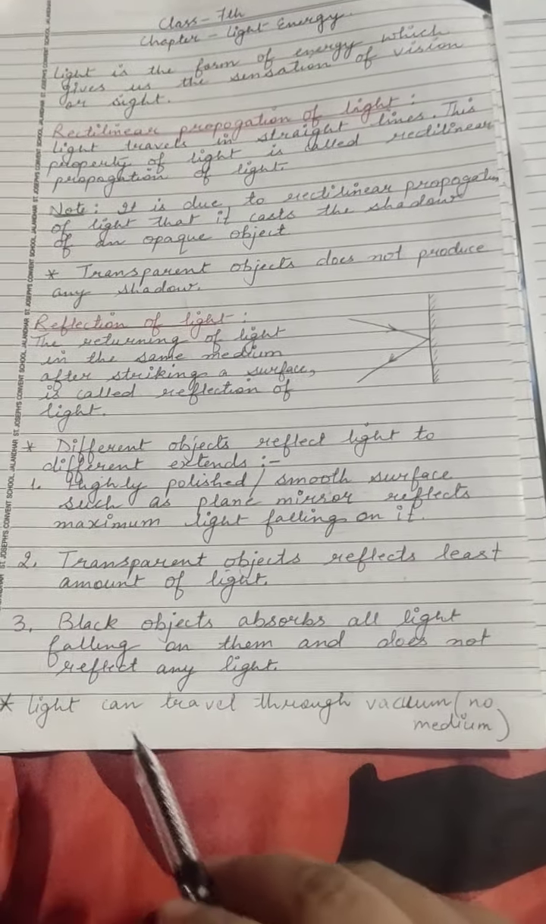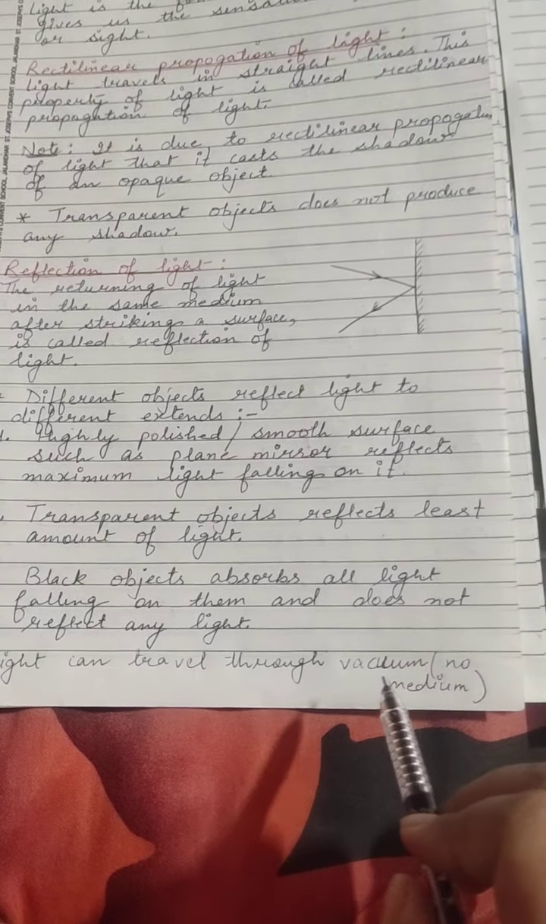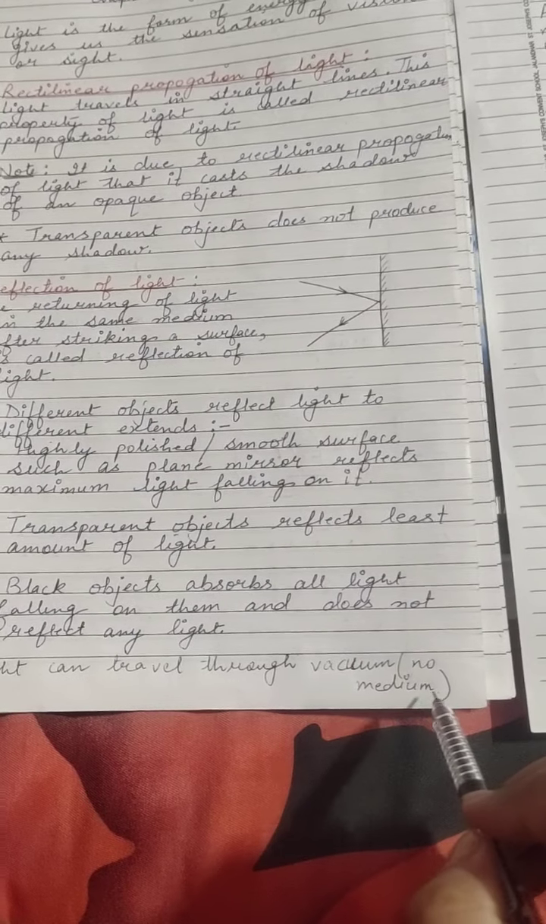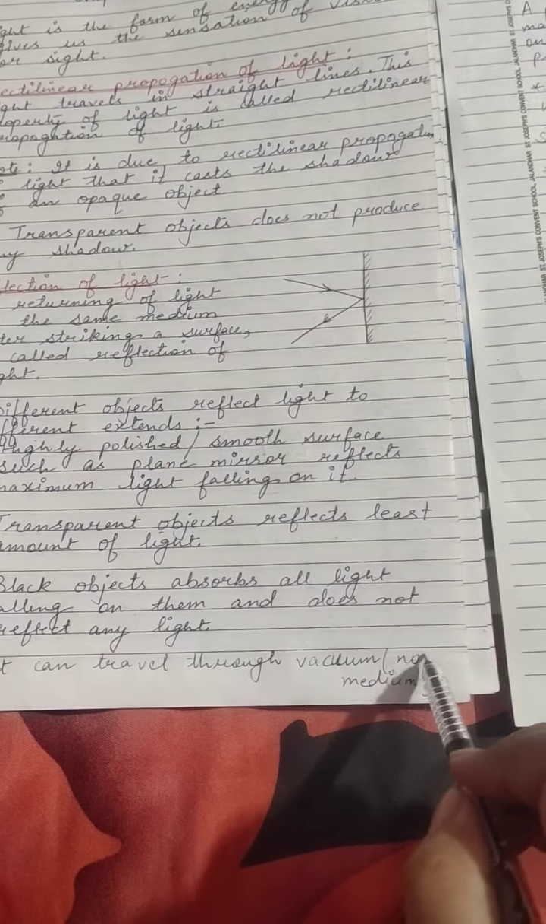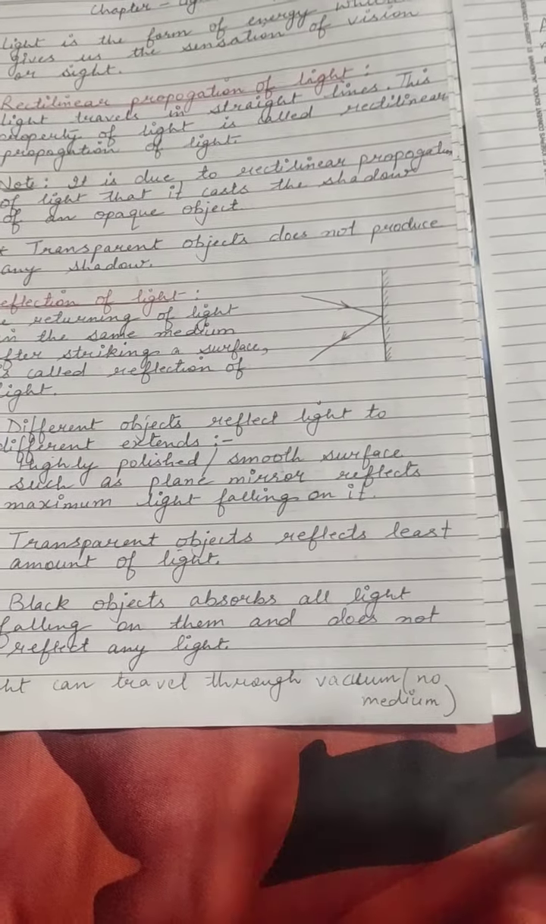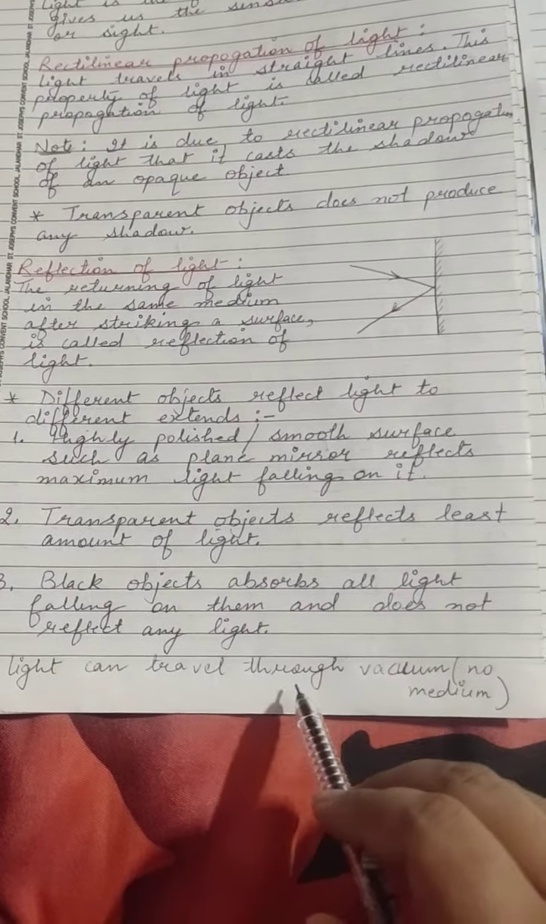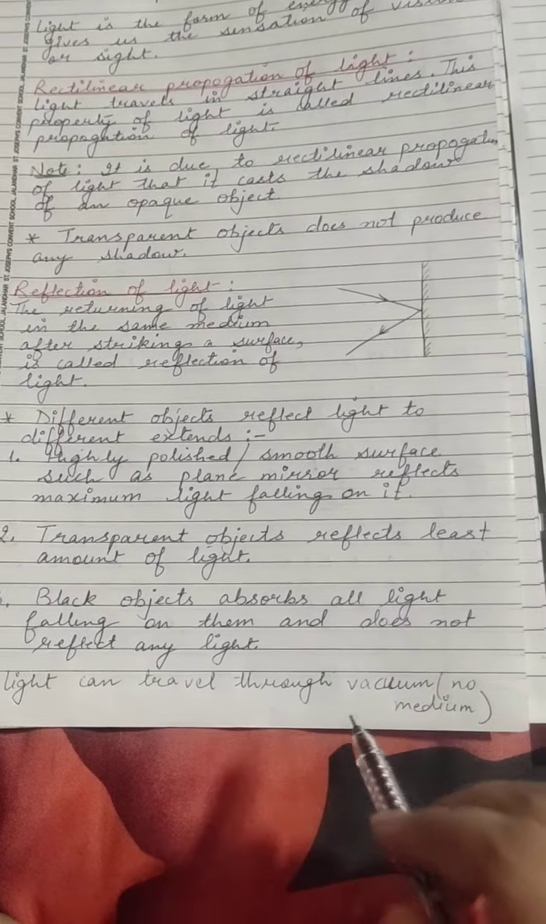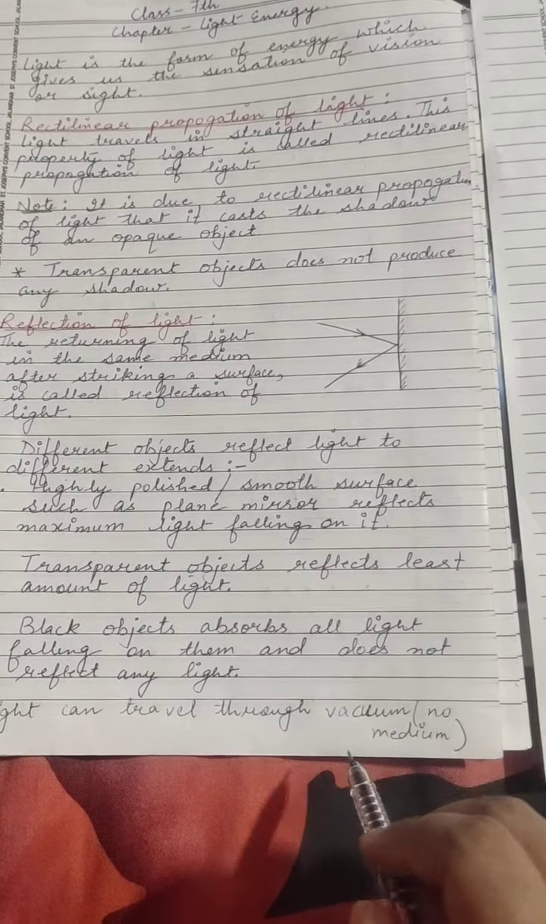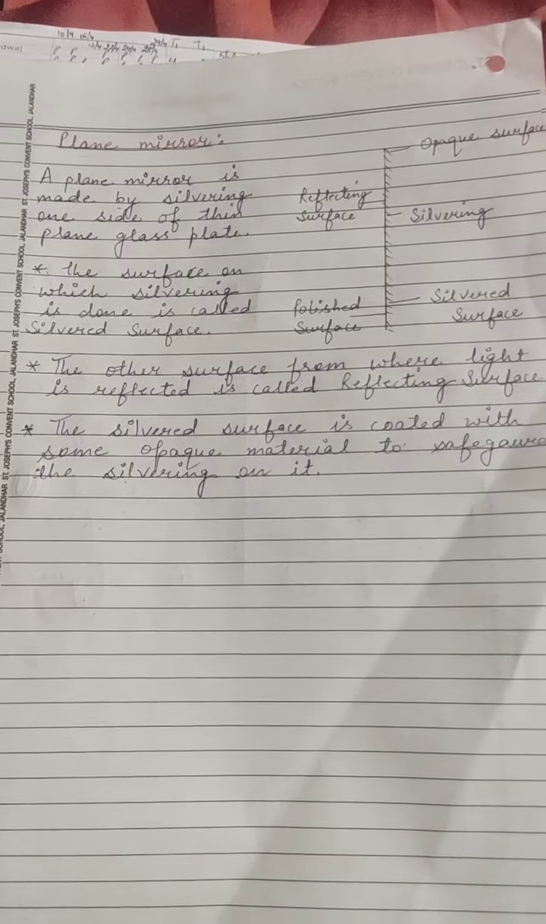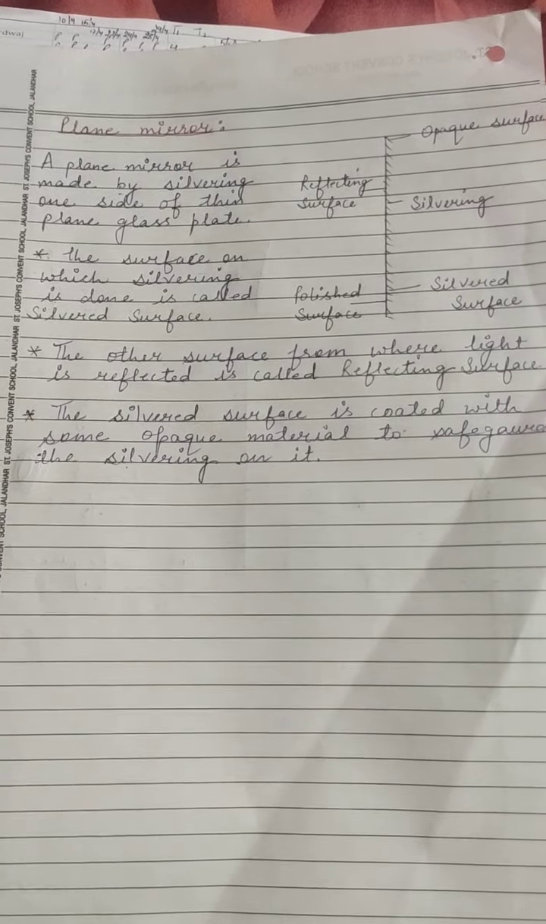One main point is that light can travel through vacuum. Vacuum means the space where no medium is there. No air is there, no water is there, no solid is there. So light can travel through vacuum also. This is the reason we are able to receive sunlight on earth, because the sunlight travels through space, which is a vacuum, and reaches earth. That's why we are able to receive the sunlight, because light can travel through vacuum.